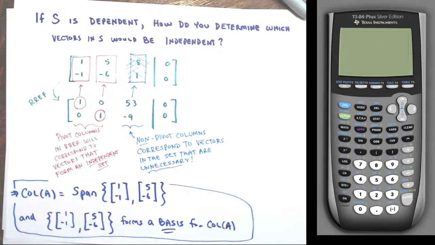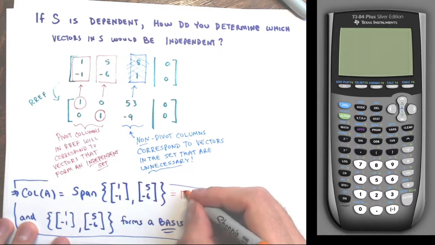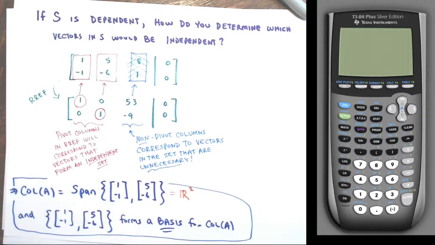Right. Additionally here, since these are vectors from R2, and I have a basis with two vectors. I don't know if you recall, hopefully you do, that remember the dimension of R2 was 2. It's two-dimensional. Every basis of R2 is going to have two vectors in it. So that tells me also that the column space of A is all of R2. We could also say that. Every vector in R2 can be written as a linear combination of these two, and these two vectors are independent.